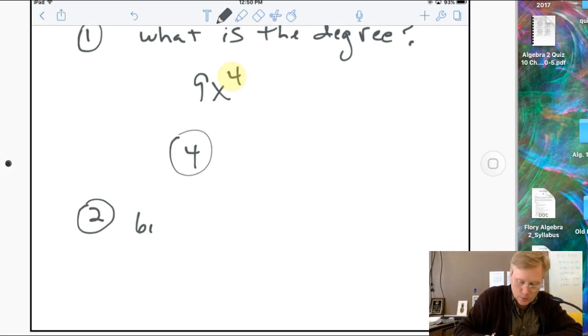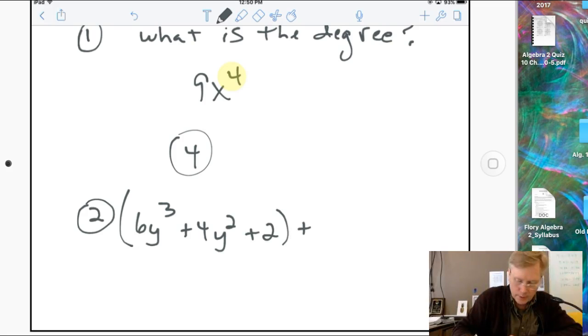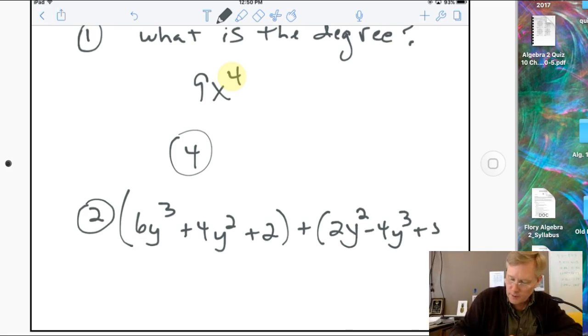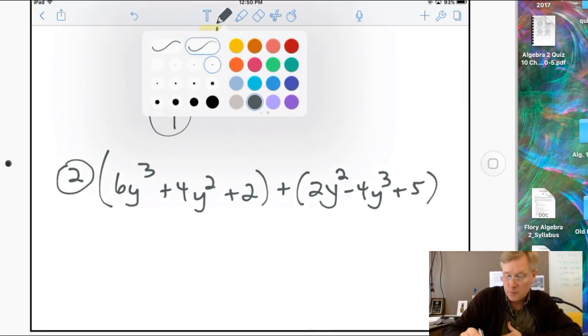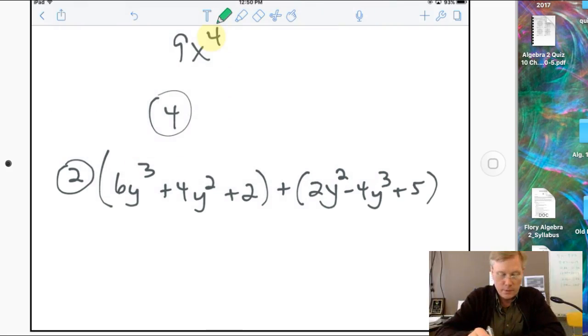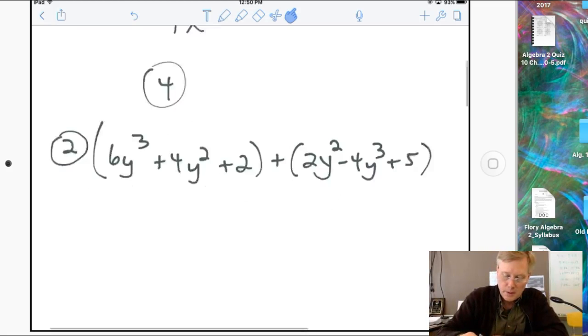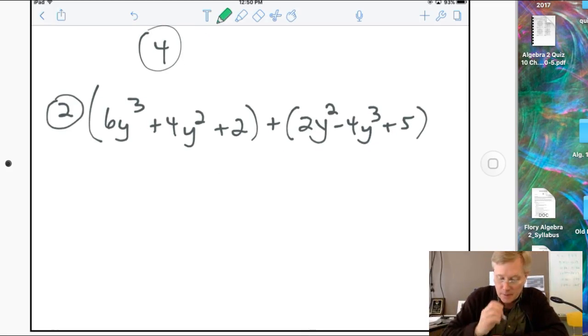If I have (6y to the third plus 4y squared plus 2) plus (2y squared minus 4y to the third plus 5), I'm adding here, and I'm going to combine like terms. You don't really need parentheses on this. They usually put them in there just so they designate one polynomial plus another one, but you could erase them and still get the same answer, as long as it's not a subtraction problem.